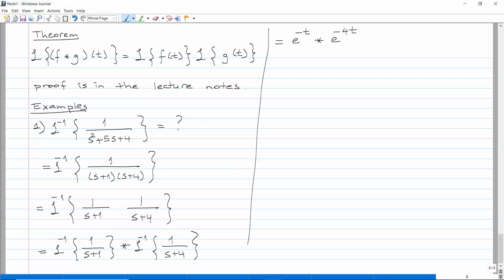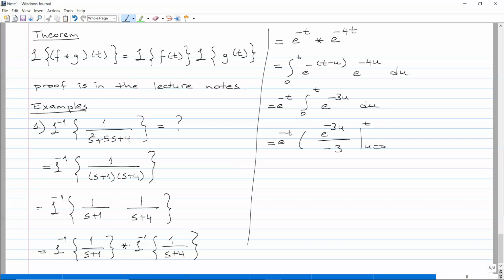So the Laplace inverse is going to be the convolution of e to the minus t and e to the minus 4t. So what is the convolution? Integral from 0 to t, e to the minus (t minus u), e to the minus 4u du. So e to the minus t times the integral of e to the plus u, e to the minus 4u, which is e to the minus 3u du. So e to the minus 3u over minus 3, u from 0 to t.